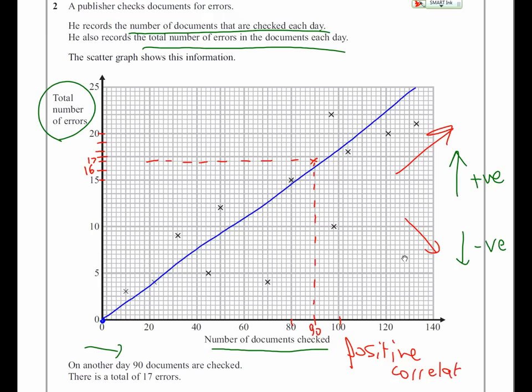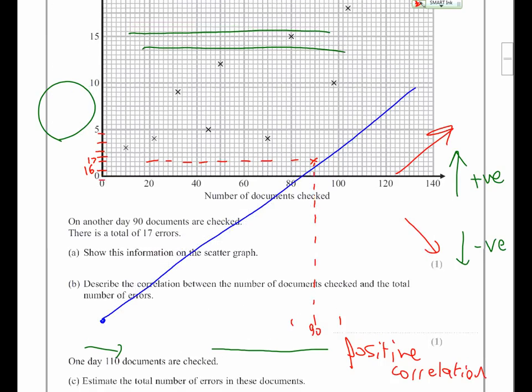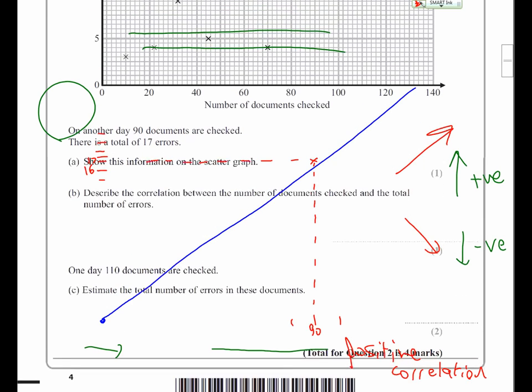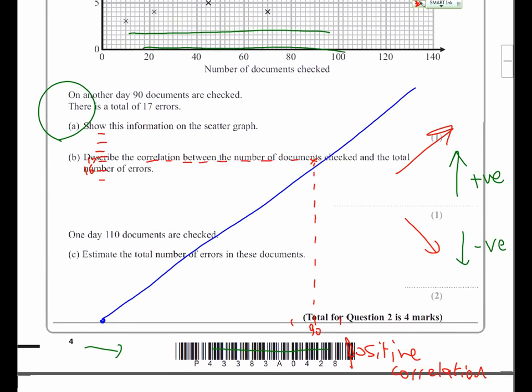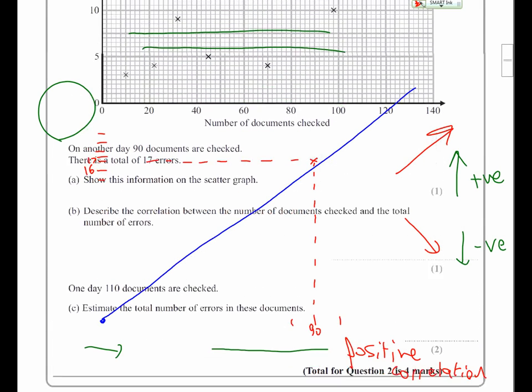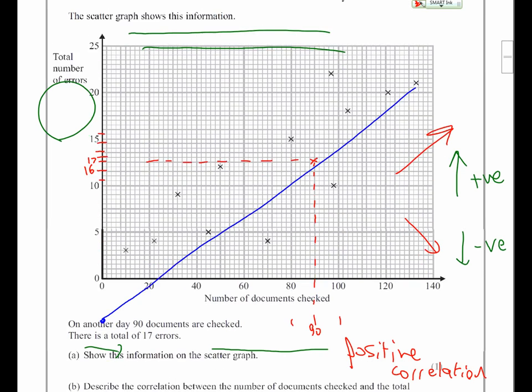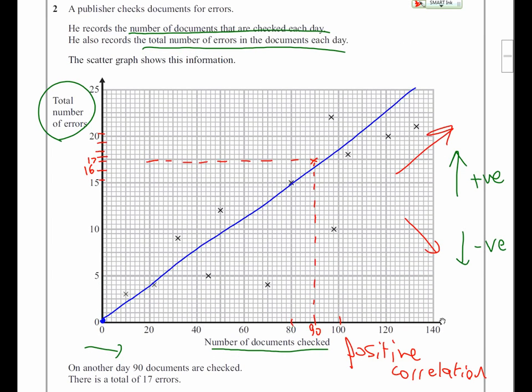Let's see if there are any more questions for us to do. On one day, 110 documents are checked. Estimate the total numbers of errors. So remember the number 110 here. 110 documents checked. We go up to our estimate line, our line of best fit.